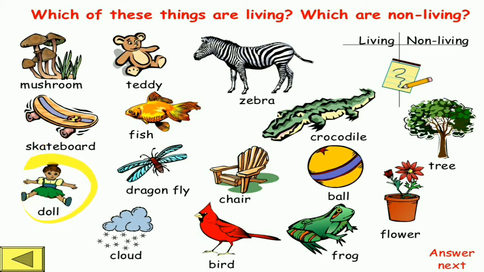And a doll, skateboard, teddy, chair, book and pen, these are all non-living things because they cannot grow, cannot breathe, cannot move, and cannot give birth to young ones, and that's why they are non-living things. So children, you all understand what living things are and what non-living things are.